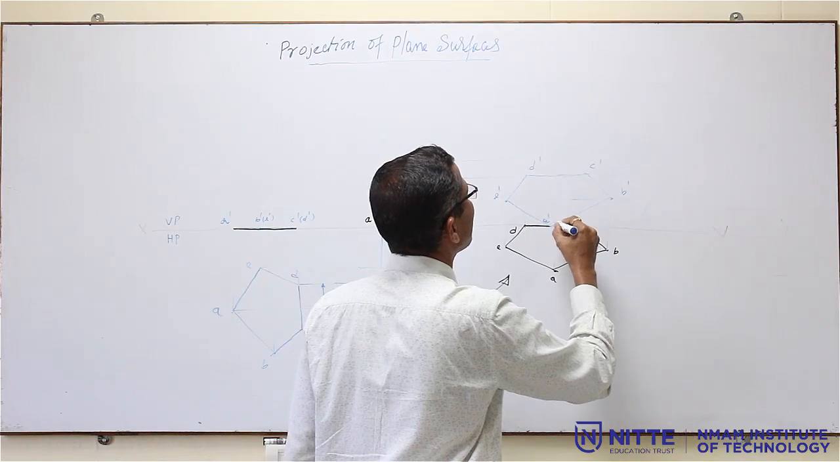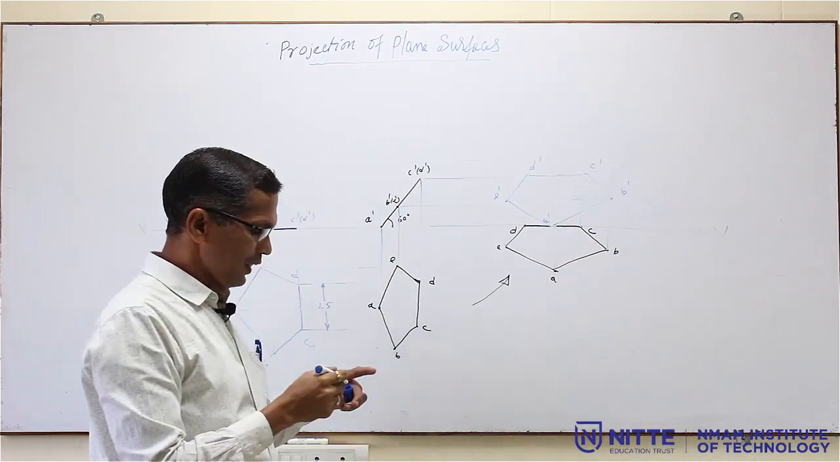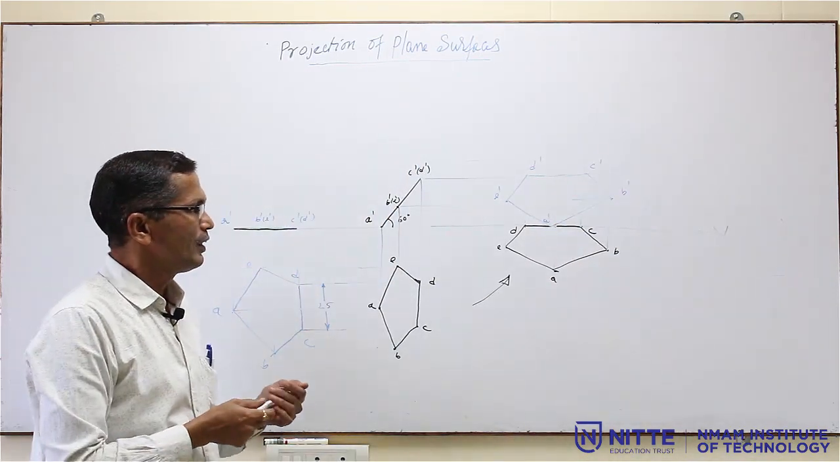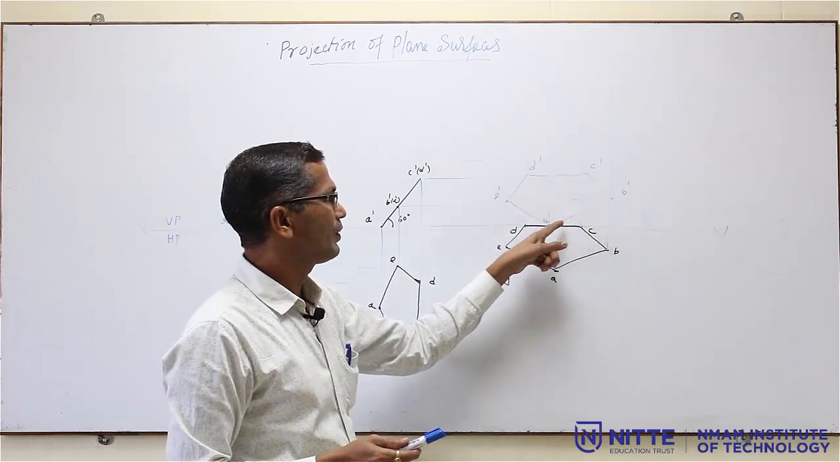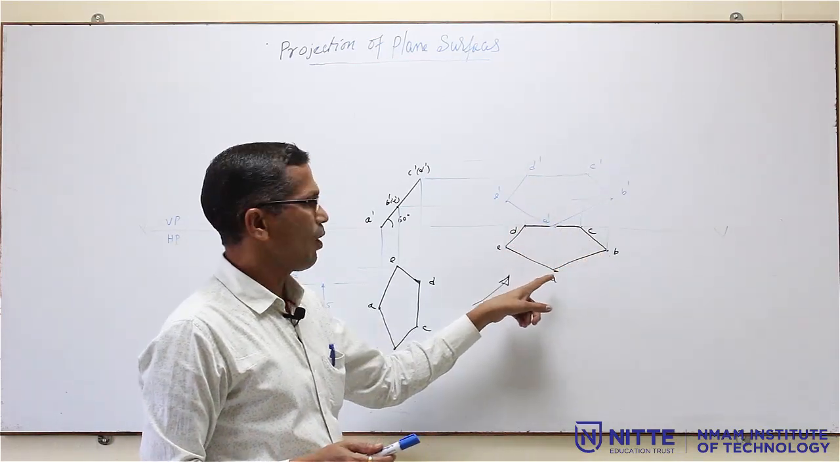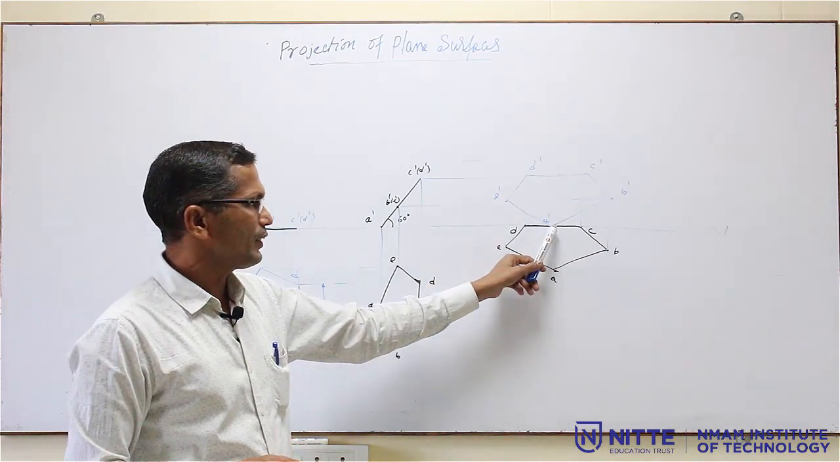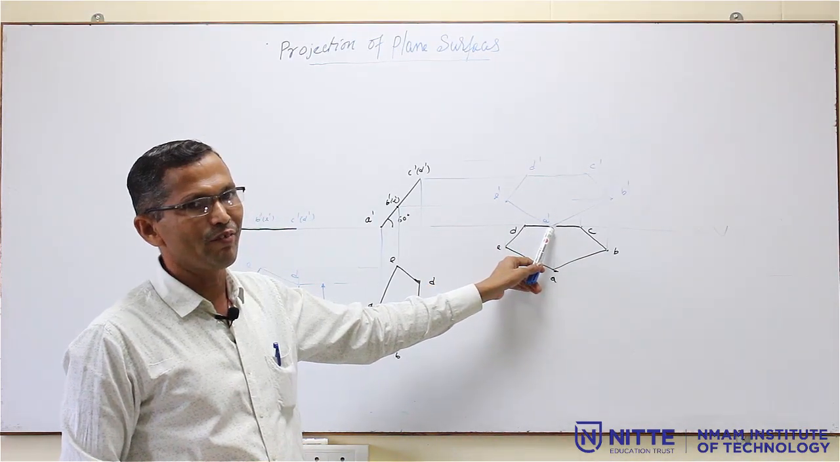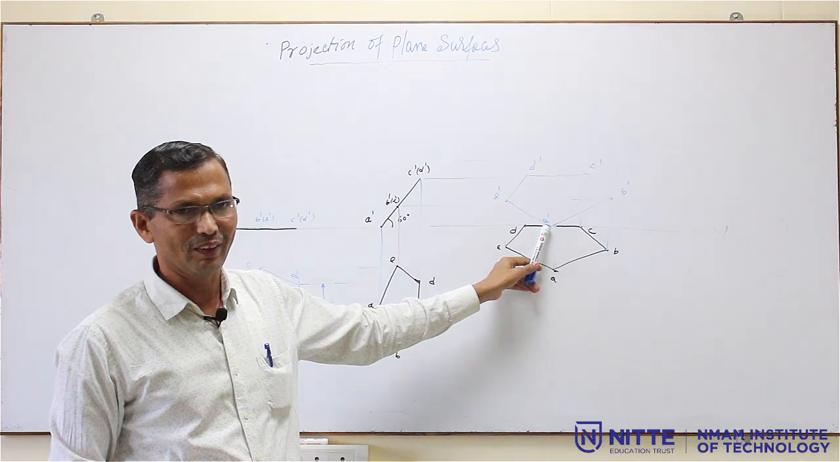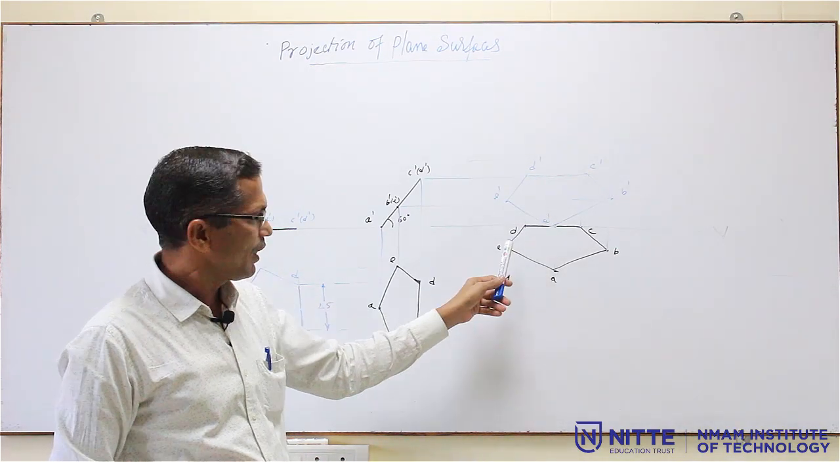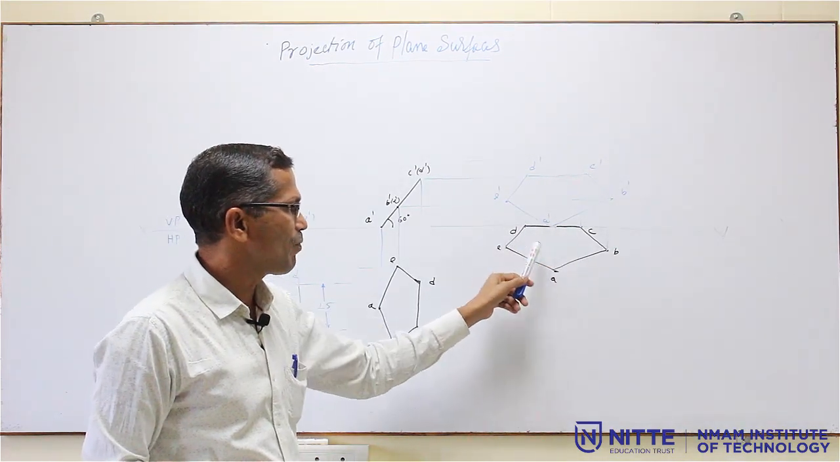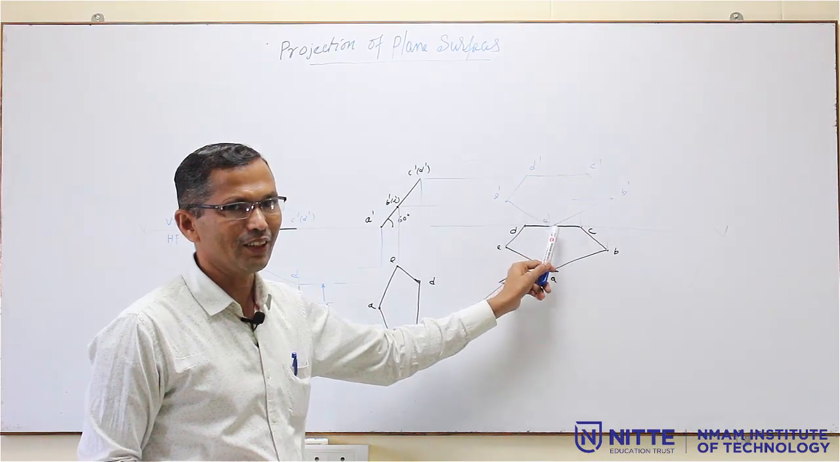Like this, it has to touch at the corner. Now, you can see here, this is the final position, this is the front view, this is the top view. Now, you can see here one of the corner is on HP, that means in the front view one of the corner is on the XY line. One of the edges on VP, that is why in the top view one of the line is on the XY line.